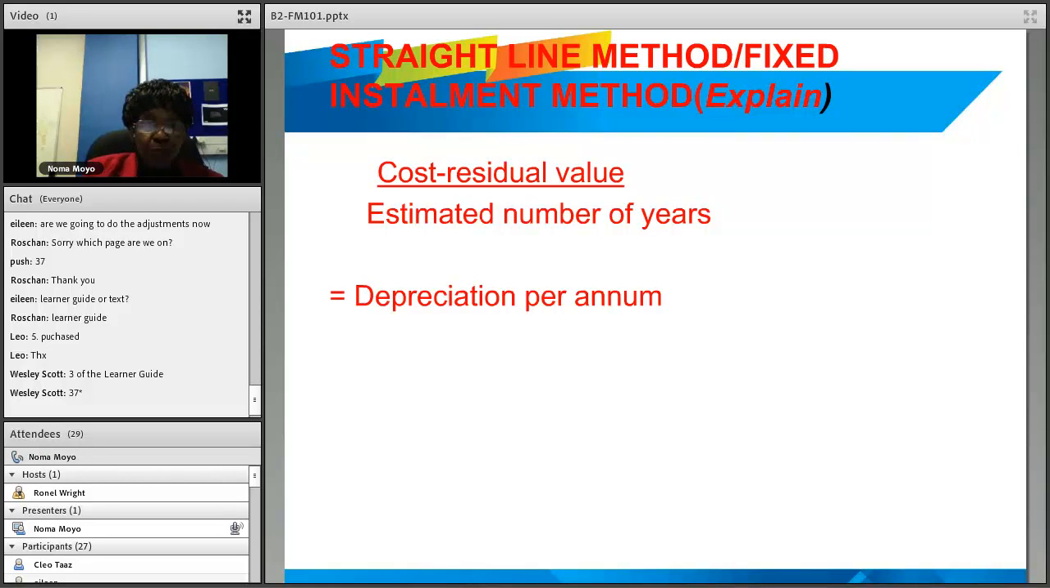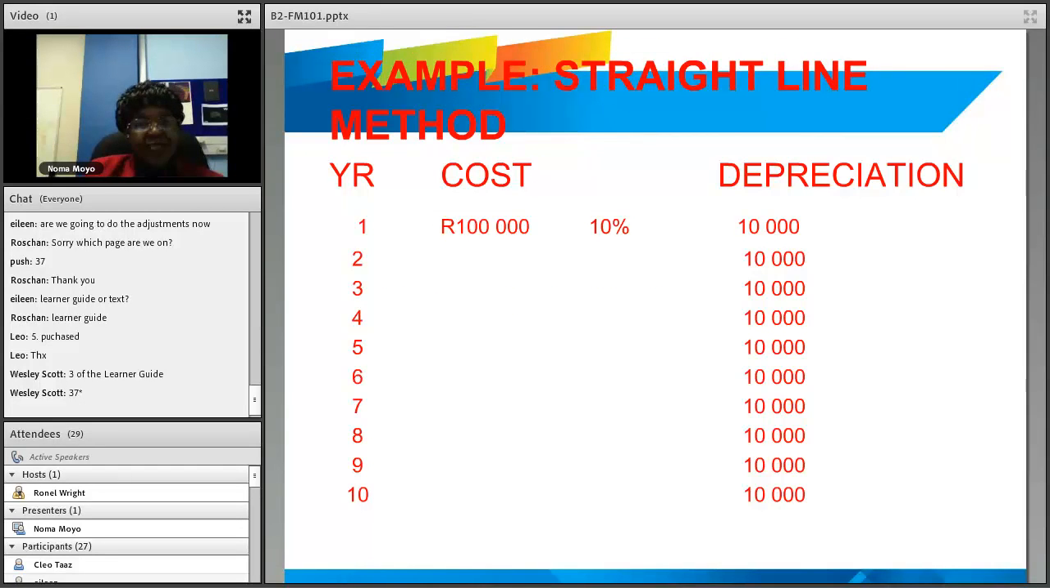Straight line method has a formula, which is cost minus residual value. Residual value is what remains at the end of its useful life that you can sell as scrap value, over the estimated number of years. And this becomes depreciation per annum. Let's say there was no residual value, we decide to depreciate this equipment that had cost 100,000. It means every year, if it's 10%, it will be 10% of cost. You'll be depreciating it by 10,000, 10,000, 10,000, 10,000 until the final year. That's what is referred to as straight line method or fixed installment method.